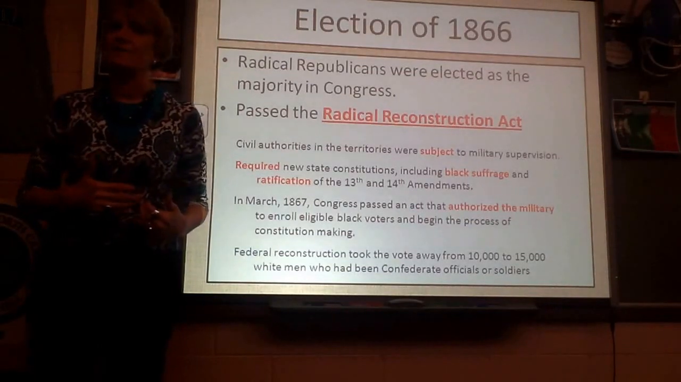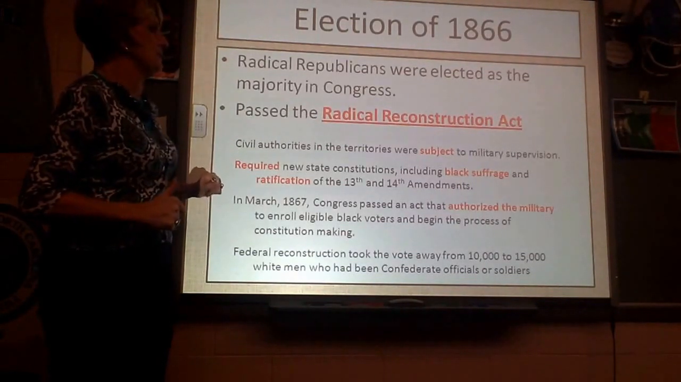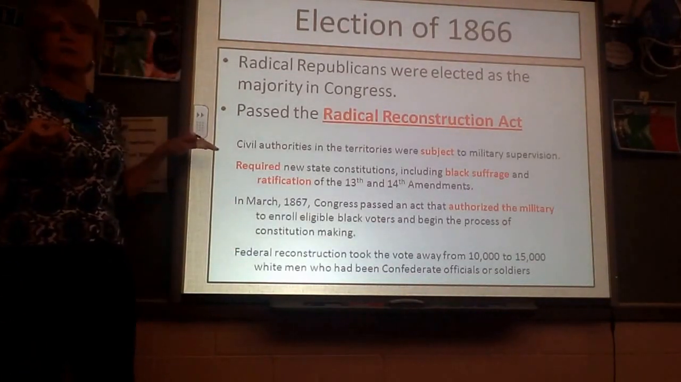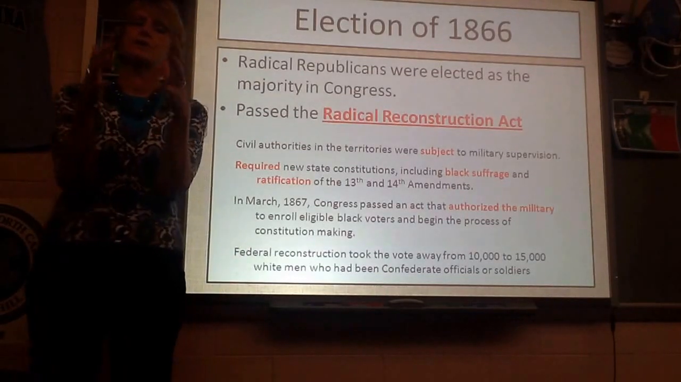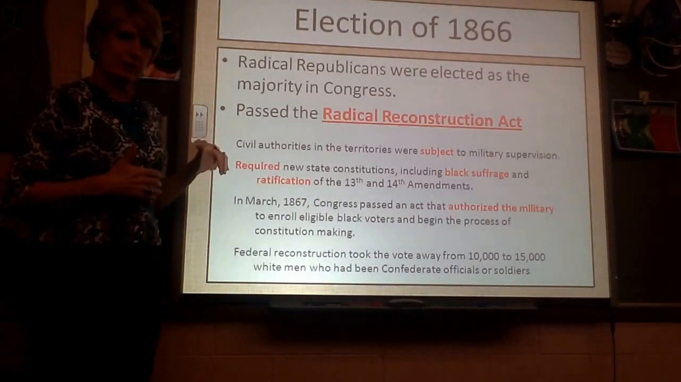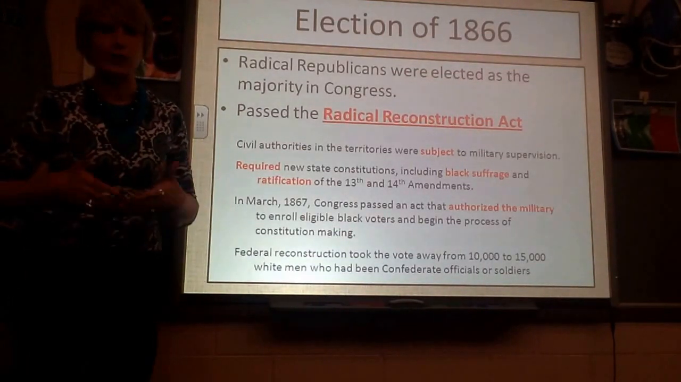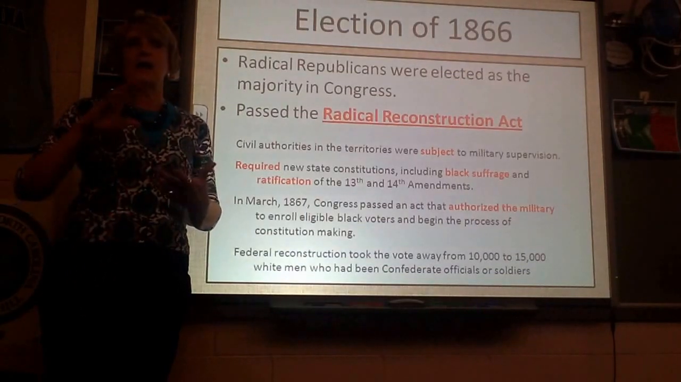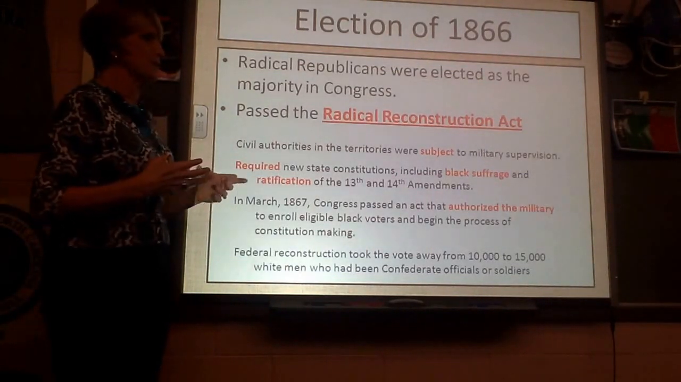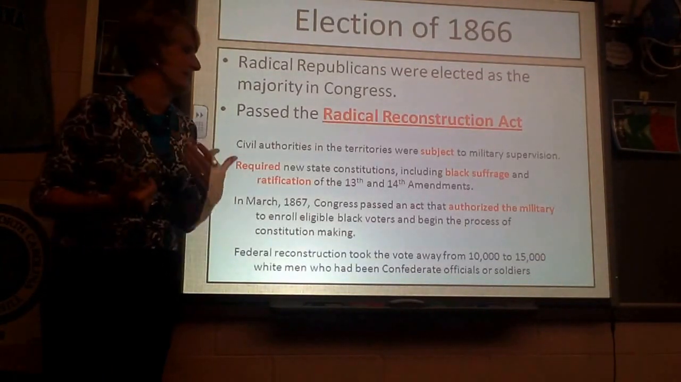And so they decide, you know what, we're not really feeling it with these Southerners. They decided that the civil authorities in the territories, they don't really trust these guys. They are going to be under military supervision. So the North is going to send down military supervisors to ensure that these Southerners are doing what is required of them. Now, how does that make the Southerners feel? They've lost, their territory's decimated, their whole way of life is now being changed. And so they're not feeling the love for this military that conquered them, or the people who are sending them.